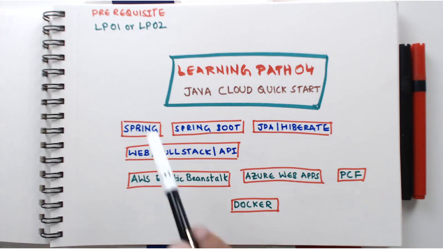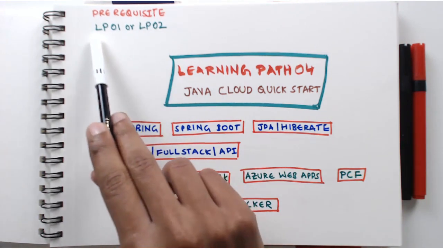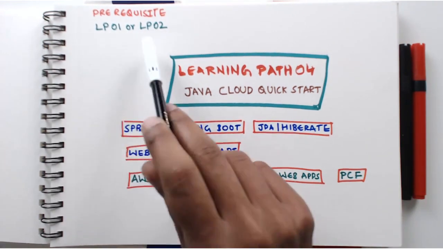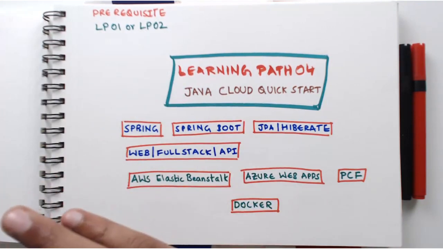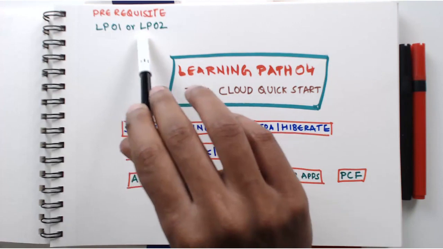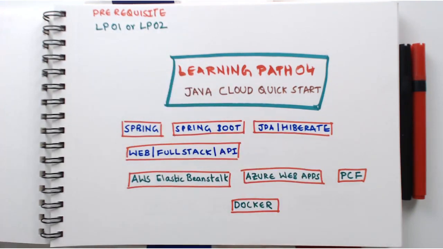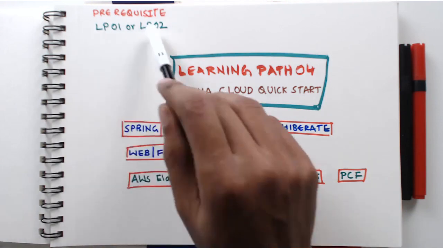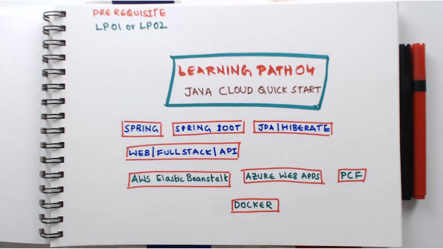Now, the prerequisite for this specific learning path is that you should have completed learning path 01, which was actually to build a REST API or a web application with Spring Boot, or you should have completed learning path 02, which is to build a full stack application with Spring Boot. If you have completed either of those learning paths, then you are ready to start this learning path.